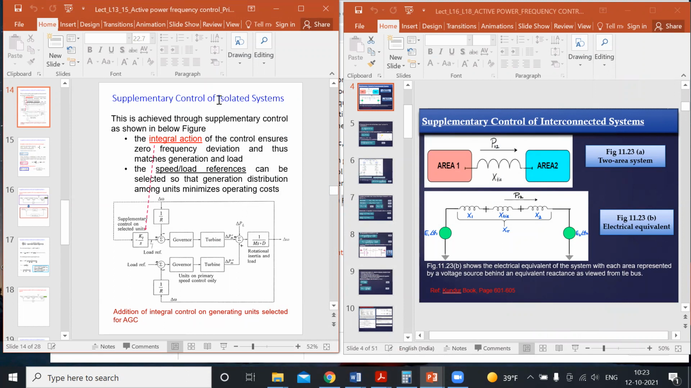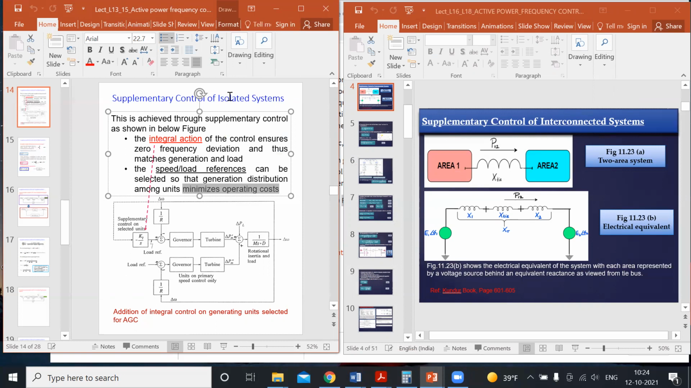Now, for the case of isolated system supplementary control, we apply it on selected units here. It will be based on which generator or power plant in a given area is more economical in terms of power generation. So the supplementary control is normally on the economical power generator, basically, and it is through the integral controller.